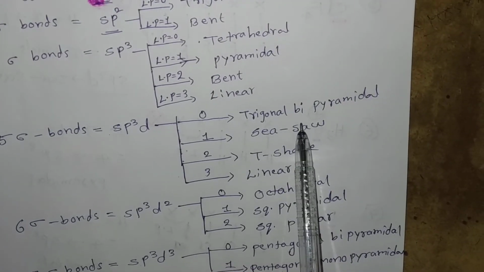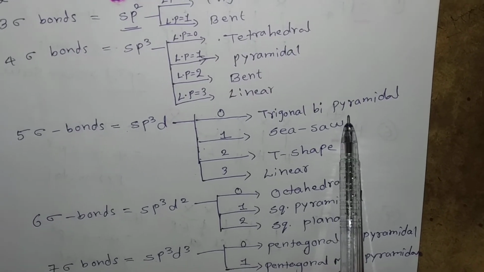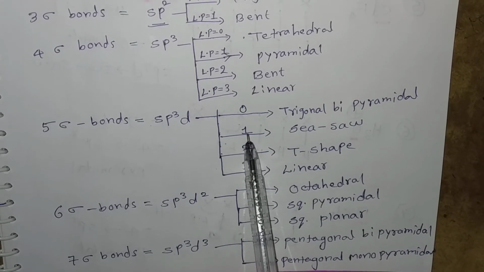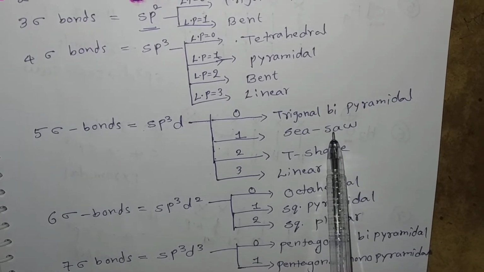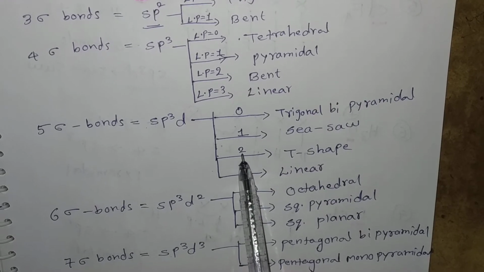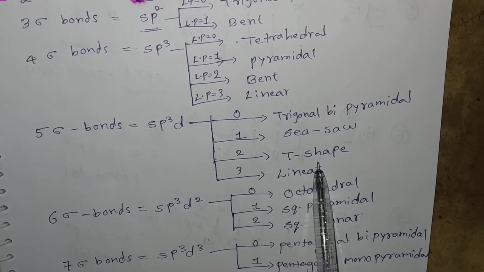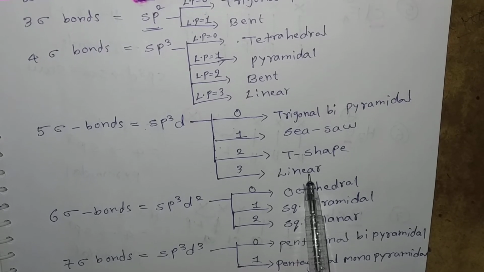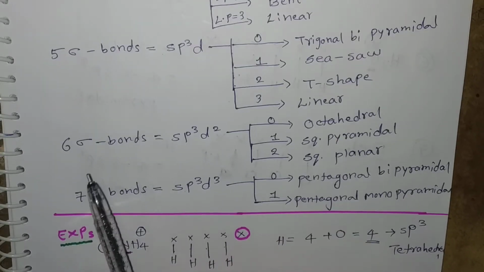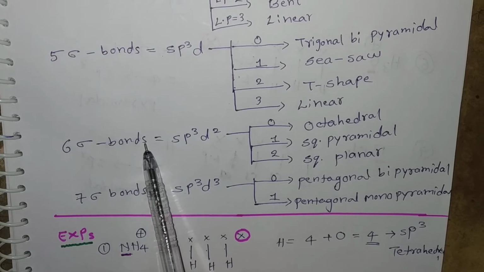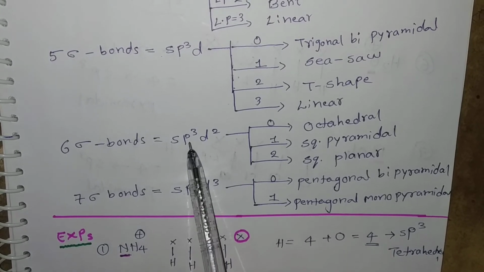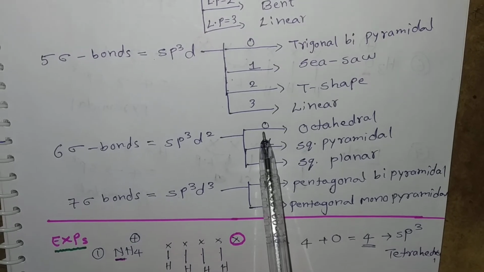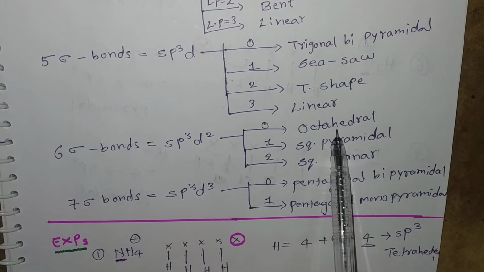What is the shape? Trigonal bipyramidal shape. Lone pair electrons 1, seesaw structure. Lone pairs 2, T shape. Lone pairs 3, linear shape. Next, 6 sigma bonds. What is the hybridization? sp3d2 hybridization. In this hybridization, lone pairs 0, octahedral structure.